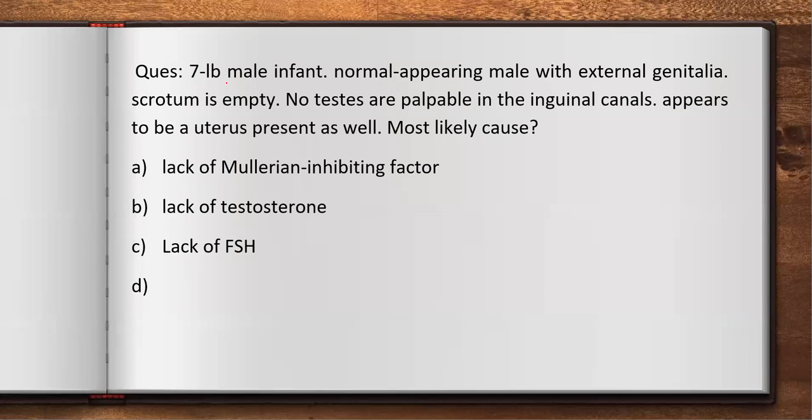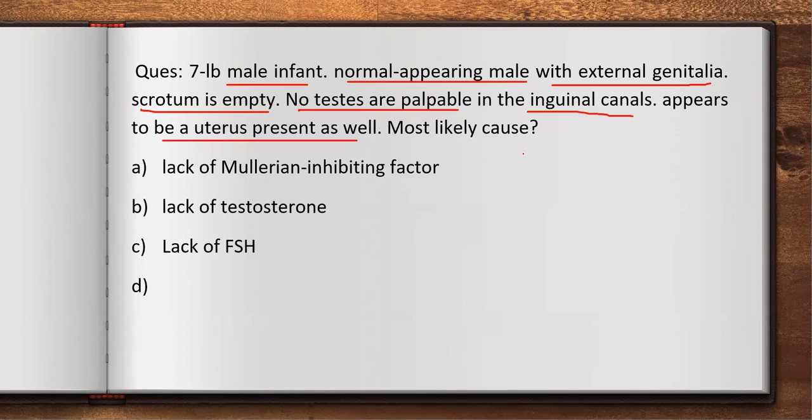Okay. 7-pound male infant, normal appearing male with external genitalia, scrotum is empty, no testis palpable in the inguinal canals, appears to be a uterus present as well. What is the most likely cause?